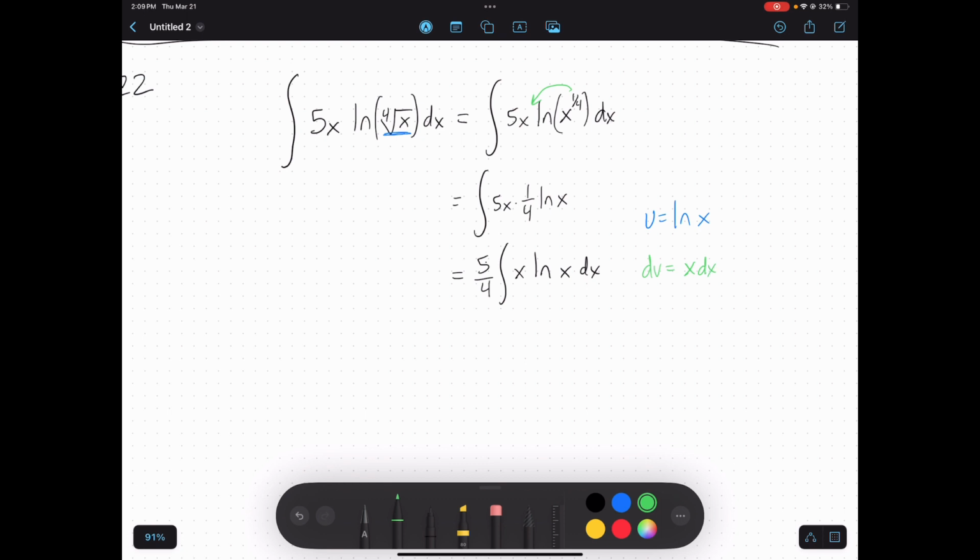Don't worry, things end up canceling out, which means you don't have to use integration by parts multiple times. You only have to use it once. But that's how you have to choose your u and your dv for this example.